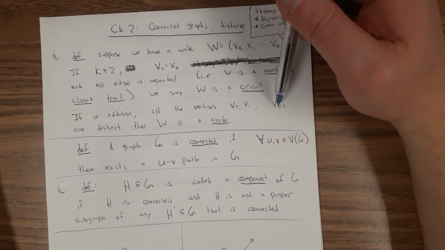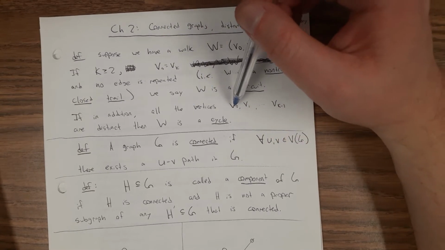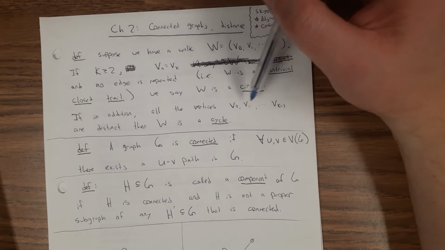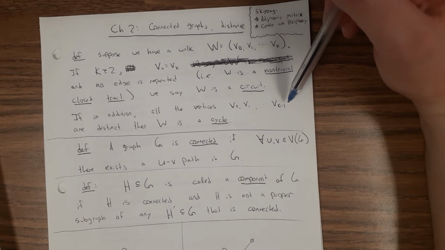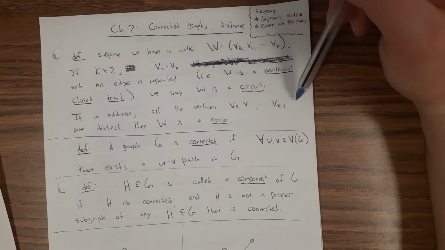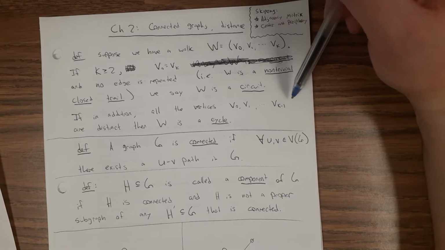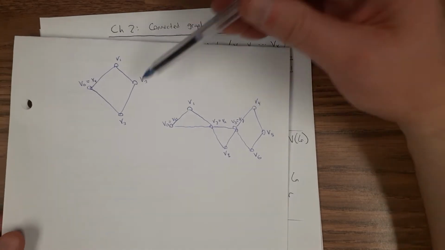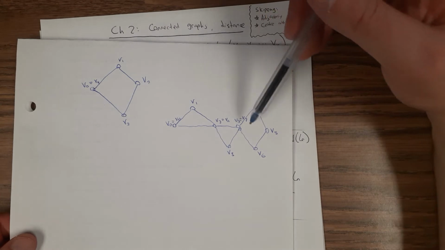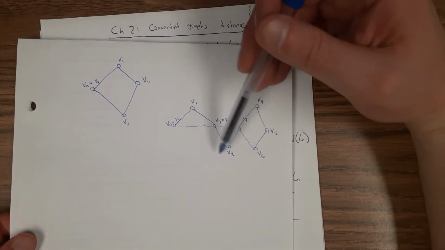If we're talking about a circuit where all the vertices except for the first one and the last one are distinct, because of course the first one is the same as the last one, but other than that all the vertices are different, then we call that a cycle. So this is called a cycle. This is a circuit that is not a cycle.